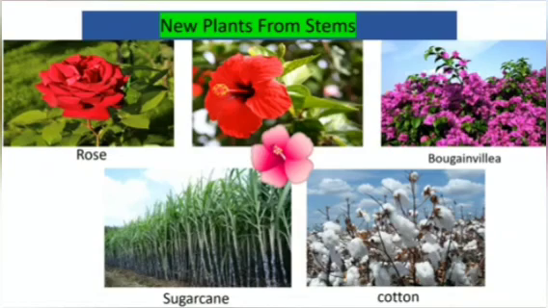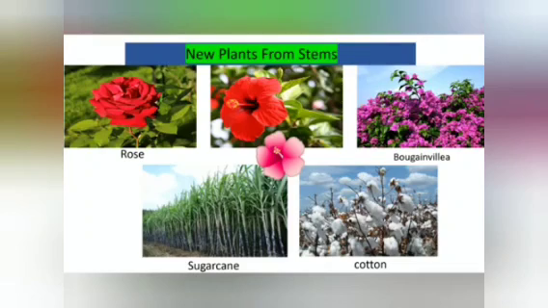So, this is our chapter, Growing Plants. So, what did we learn from this chapter? Yes, we learned how plants reproduce through seeds, how plants reproduce through spores, and how some plants reproduce through parts of their body. Thank you and have a nice day.